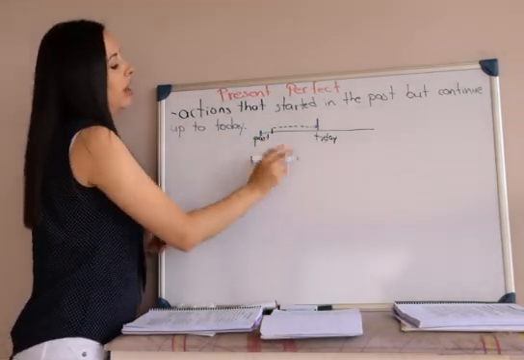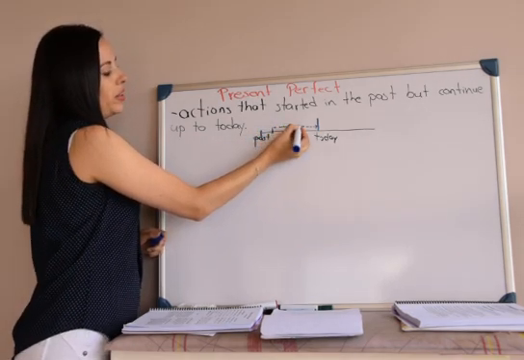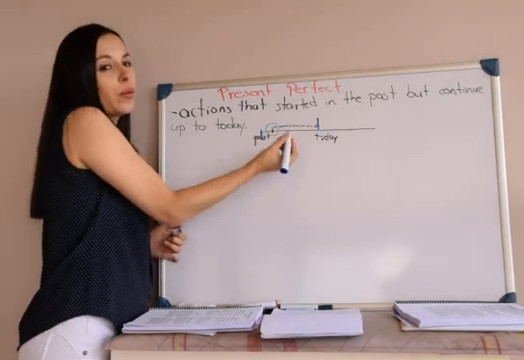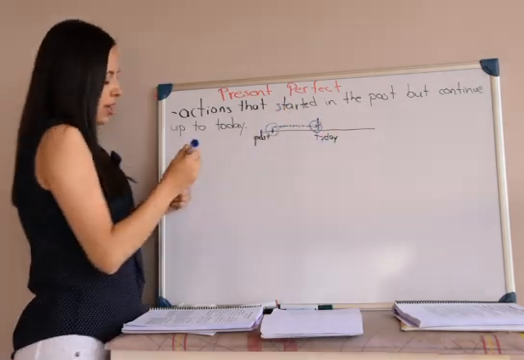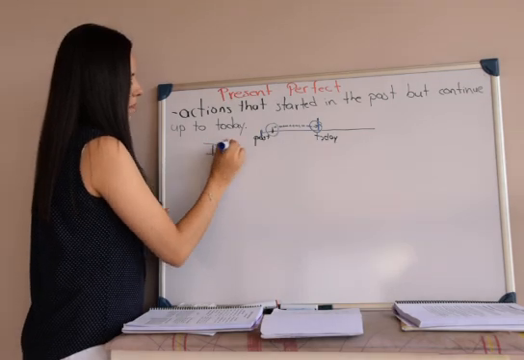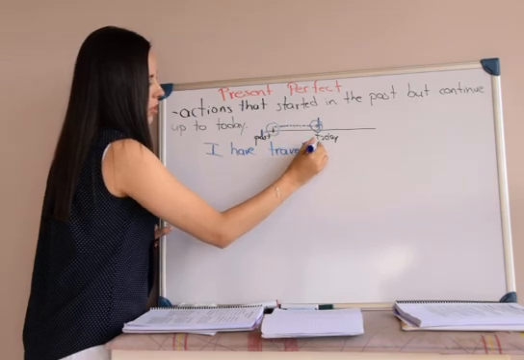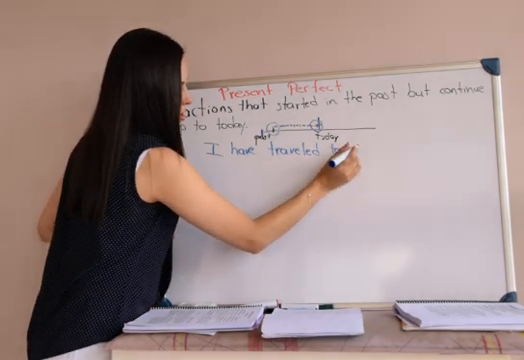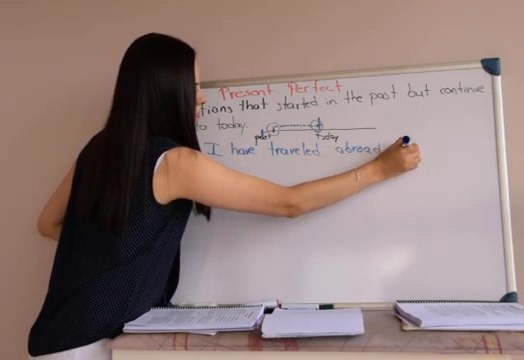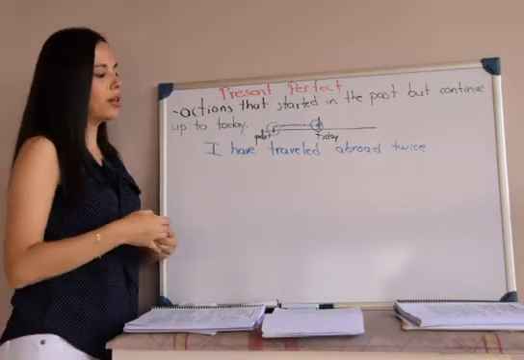Let's say that this is a timeline. So here we have the past, and we move. This is an action that started here in the past, at this point, and is true or is happening up to today. So an example would be like, I have traveled twice. Okay, I have traveled abroad twice.